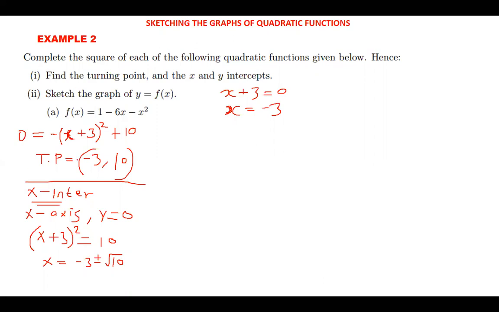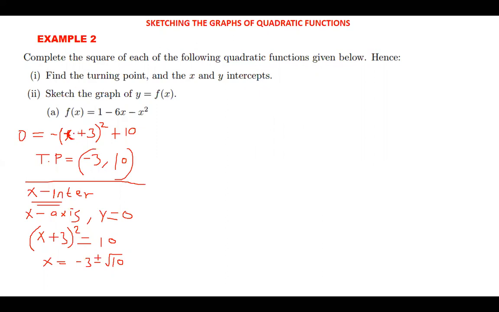So meaning this curve is meeting the x-axis at 2 points. Now let us find the point at which the curve is meeting the y-axis. How do you find that? We know to say in the y-axis the value of x is equal to 0.